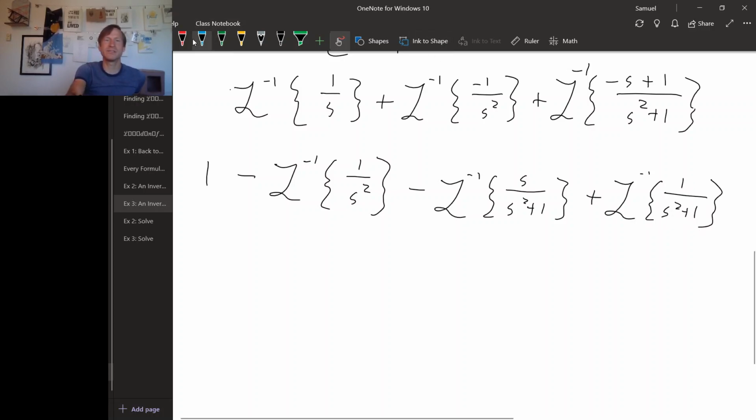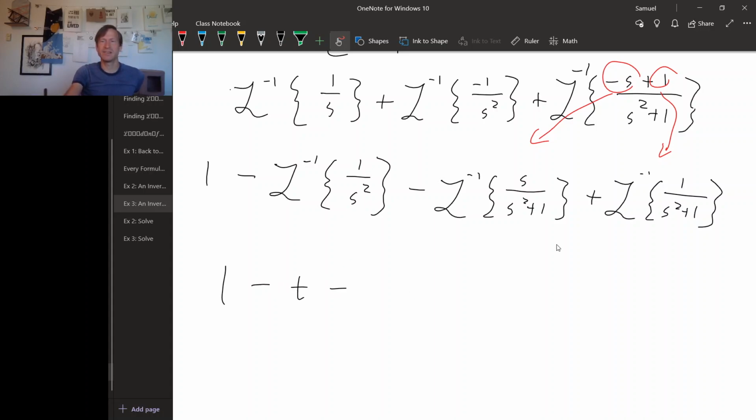So I've split this numerator up into two pieces. The s part of the numerator went into one transform, and the constant part of the numerator went into another. And now all of these inverse transforms are things that we know. So 1 minus inverse transform of 1 over s squared is just t, minus inverse transform of s over s squared plus 1 is cosine t, and inverse transform of 1 over s squared plus 1 is sine t.